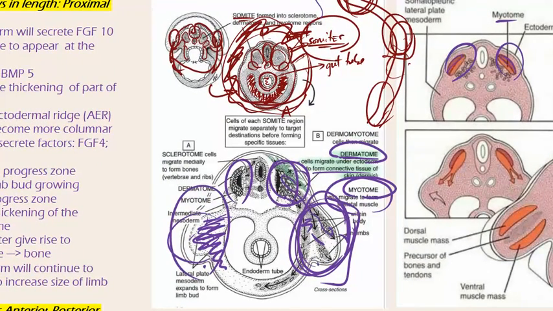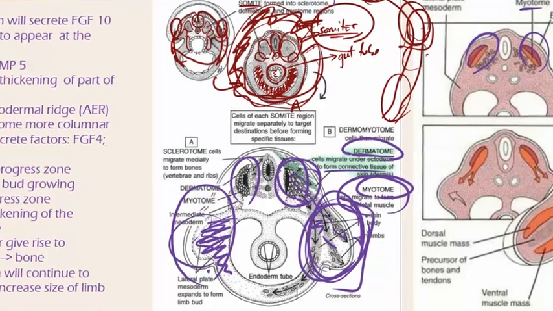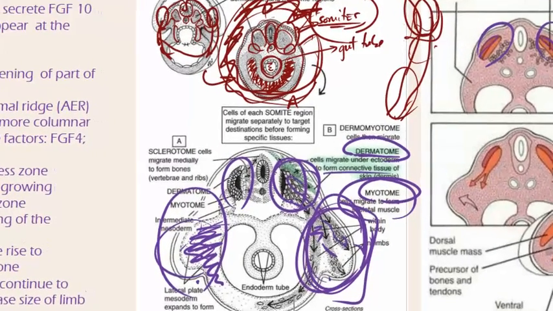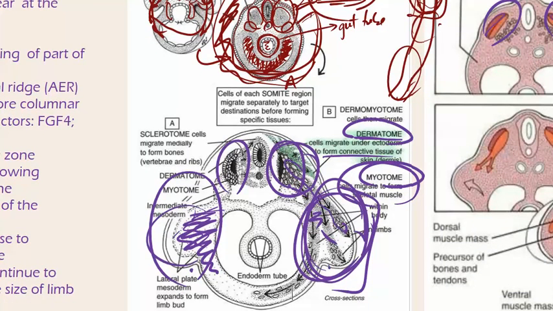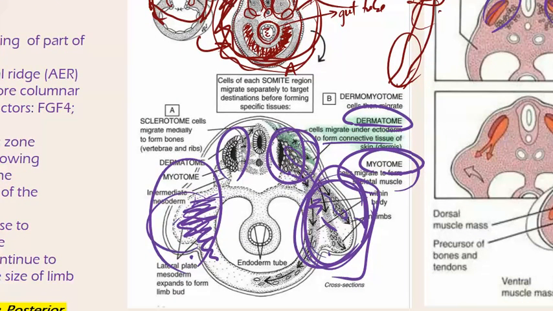When you said that the dermatomes migrate onto the limb bud, wouldn't they migrate just anywhere along the lining of the ectoderm? Yes, the dermatome can migrate to other locations apart from the limb bud, but since we're focusing on the limb, right.